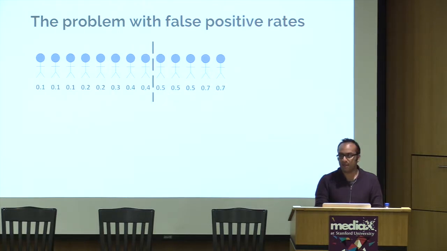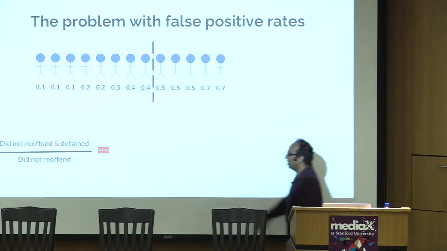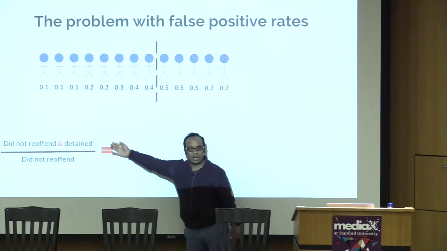Okay, now let's compute false positive rates. What's the definition of false positive rates? Among people who do not go on to reoffend, how many were rated high risk? Among people who did not go on to reoffend, how many are rated high risk?